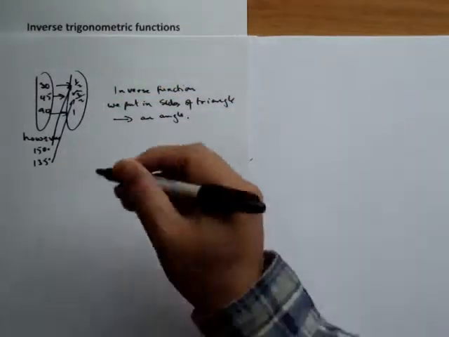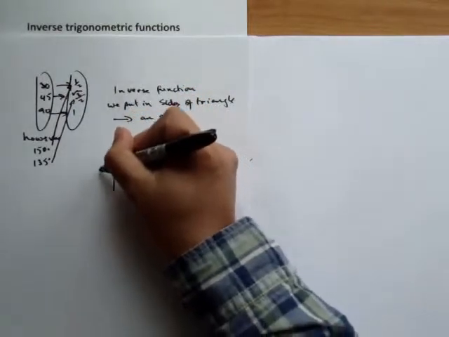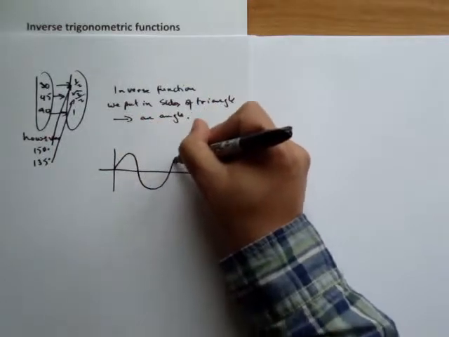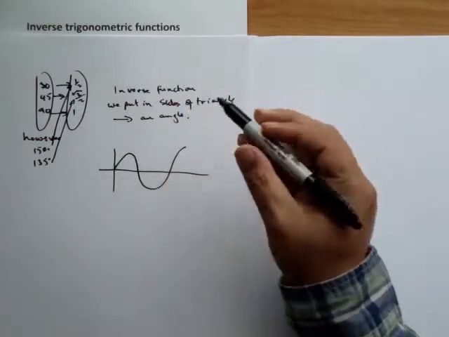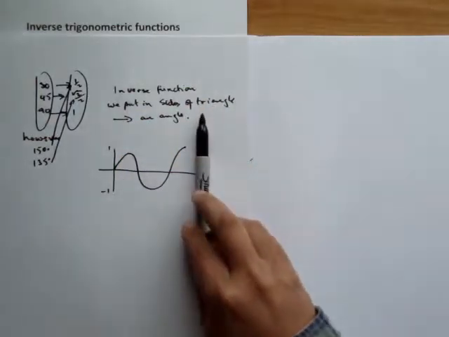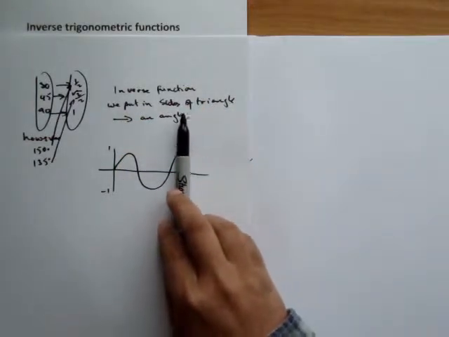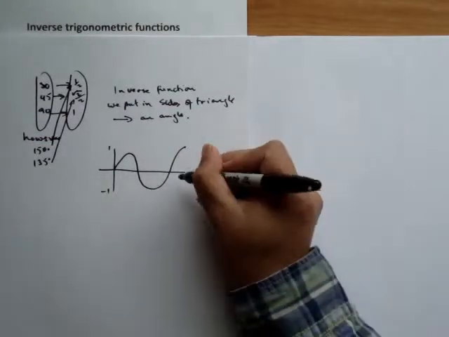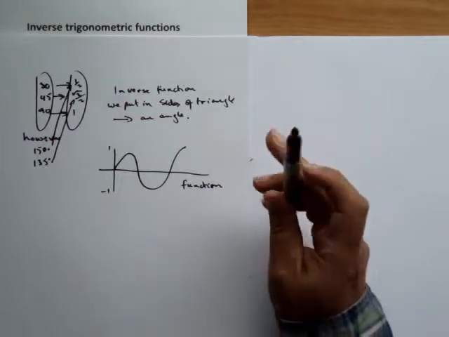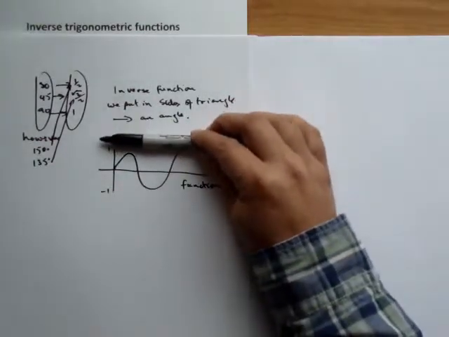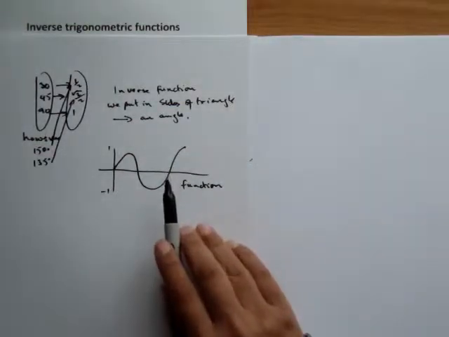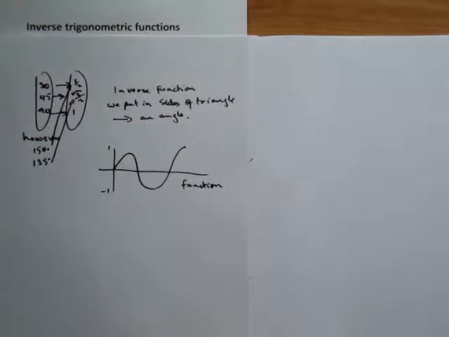We can look at this in terms of a sine graph. So if we have a sine graph, it passes the vertical line test, so it's a function. However, it doesn't pass the horizontal line test, so the inverse of that curve is not a function.